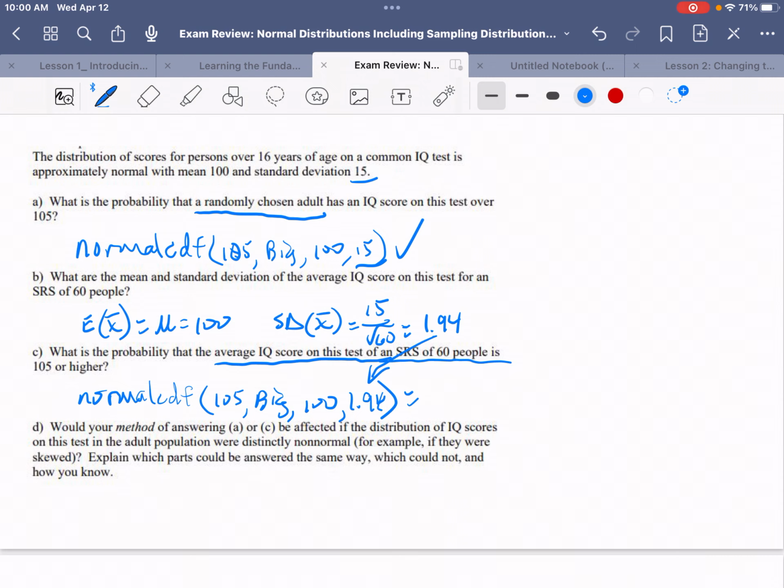because you have to put the standard deviation of the mean here to be correct. So let's get that answer. Menu, statistics, distributions, normal CDF, 105, big number for the upper bound, 100, and 1.94. And so that's 0.005. So that answer would be a 0.5% chance. The answer to part A would probably be much bigger, back up at the top. All right, so hopefully you see the difference between those types of problems.